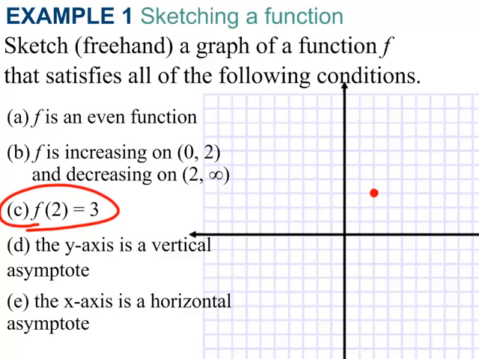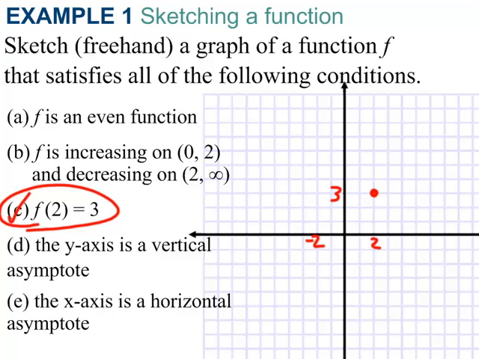And as long as I'm doing that, I really should label my axes, at least put a few numbers on there to give a sense of scale. So I'll put 3 here. And that's the minimum amount I ought to label as far as axes go. So there, I've satisfied condition C.